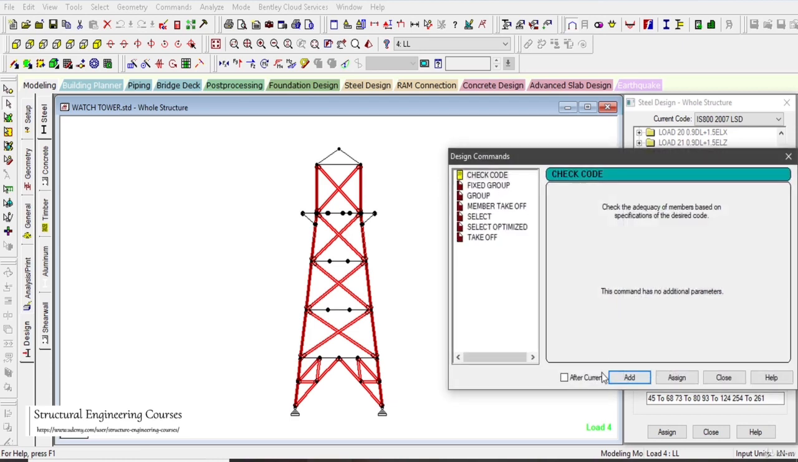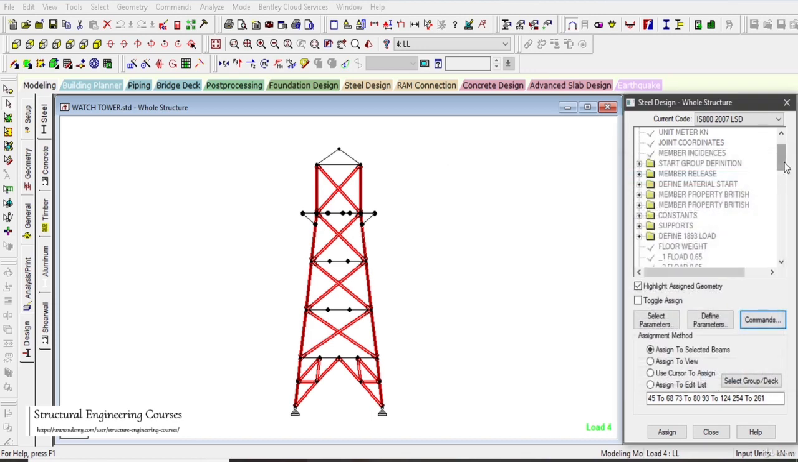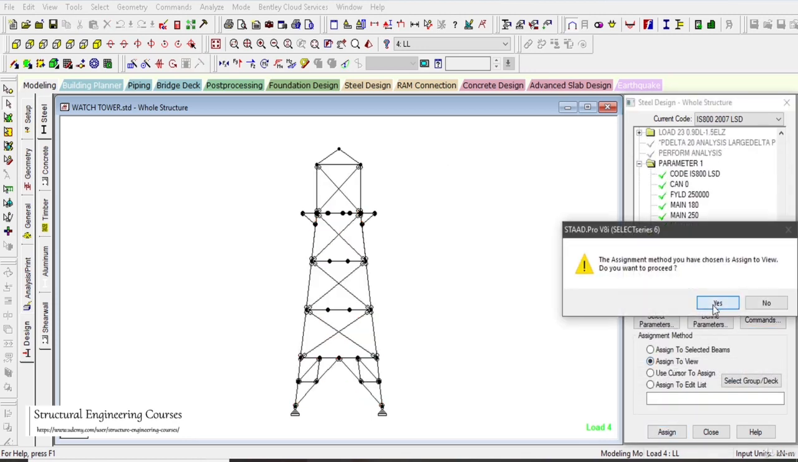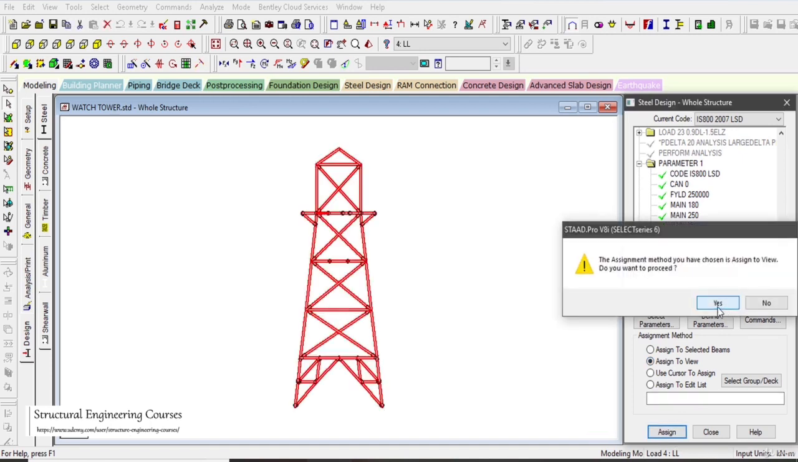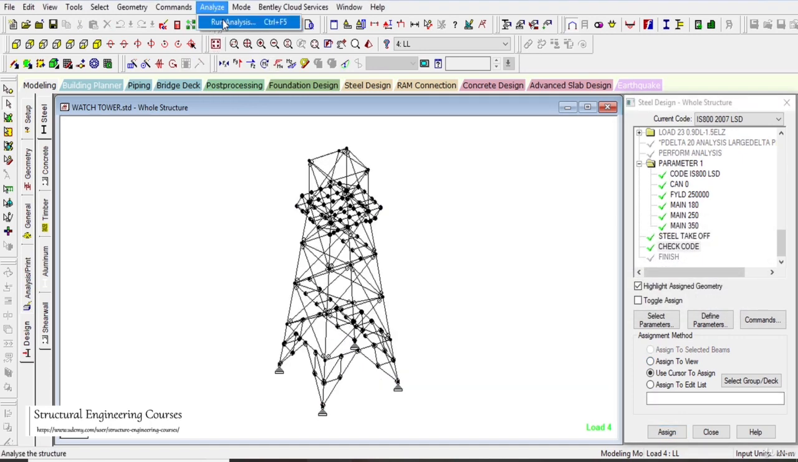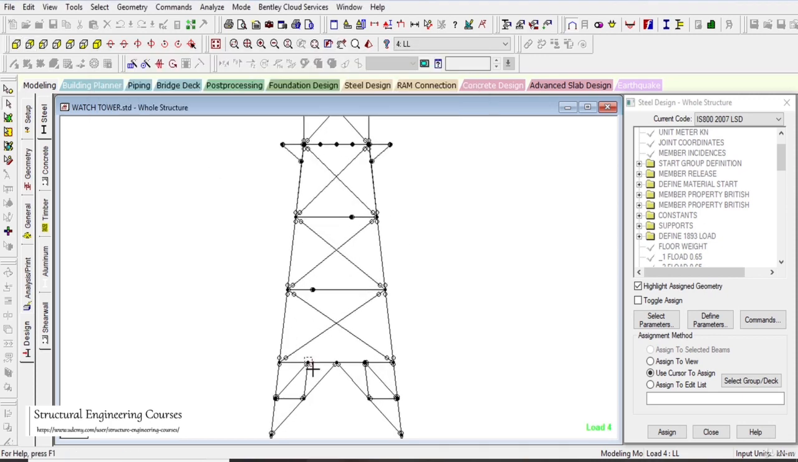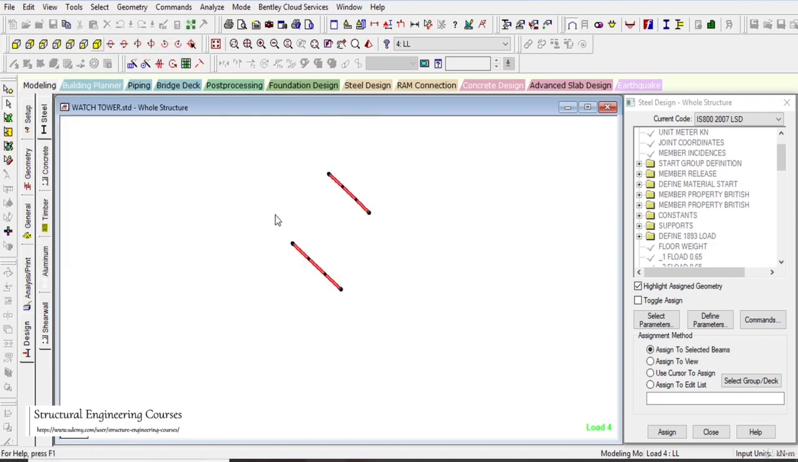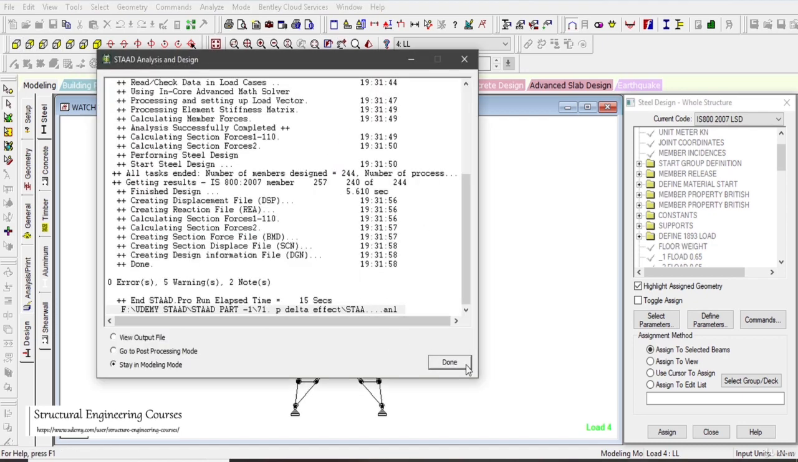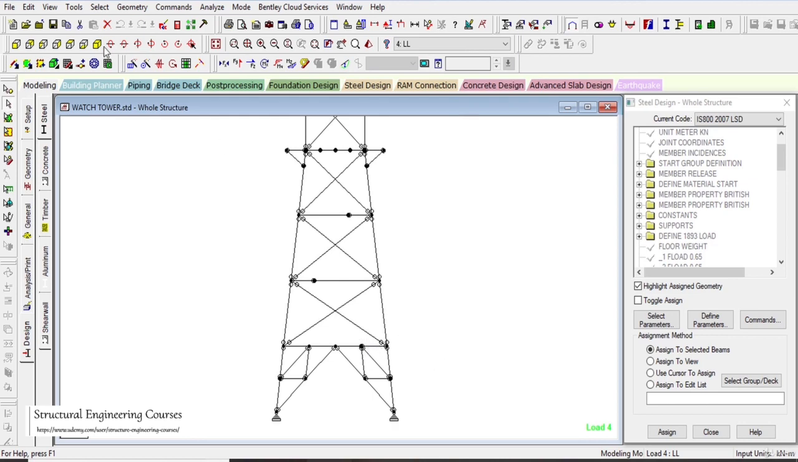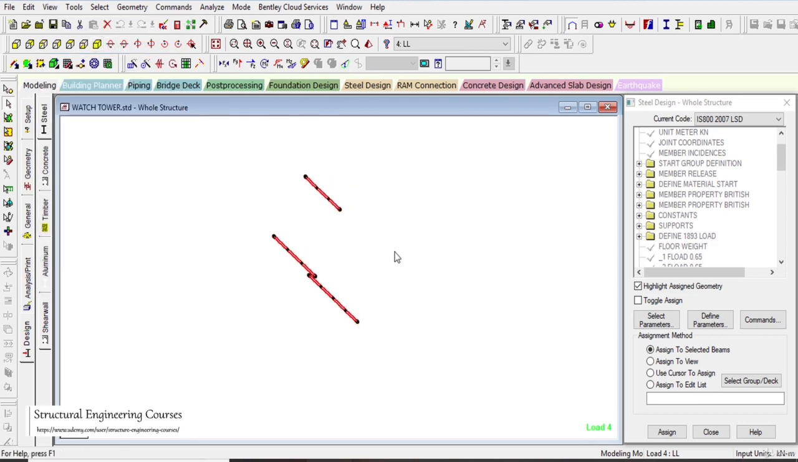After that, we can go to commands and check code. We can also calculate the structural steel that is being used in this structure. So we can calculate the steel takeoff and check the structure as per the Indian standards. So again, we can go to analyze and run an analysis. There is one thing that we have missed, that we also need to define the LZ commands. So we can calculate the length of these members here.